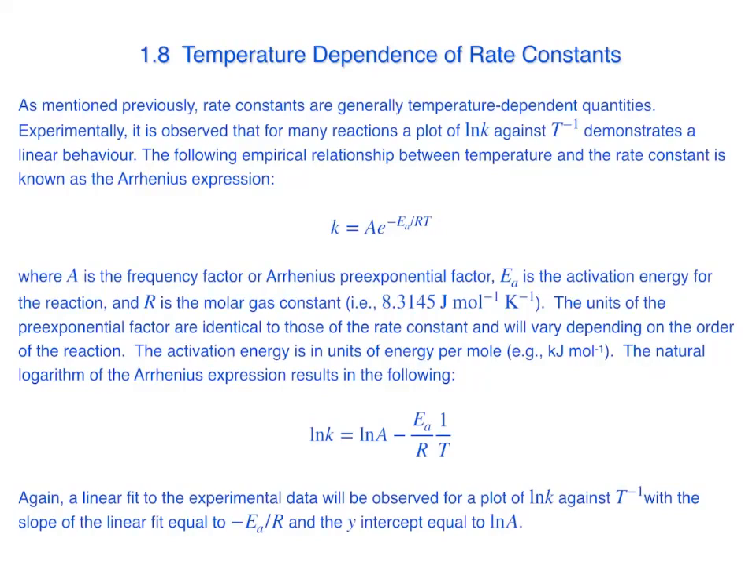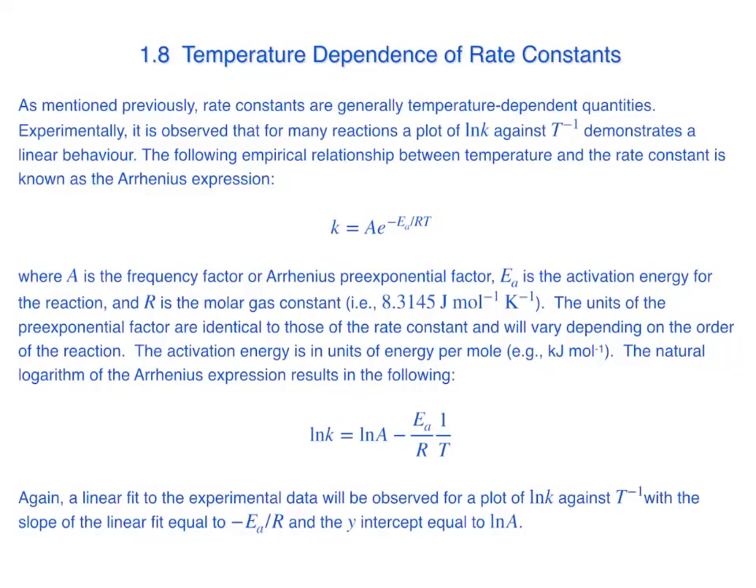In this video, we're going to cover section 1.8, temperature dependence of rate constants. As mentioned previously, rate constants are generally temperature-dependent quantities. Experimentally, it is observed that for many reactions, a plot of the natural logarithm of the rate constant against the inverse of the temperature demonstrates a linear behavior. We refer to this as Arrhenius behavior.